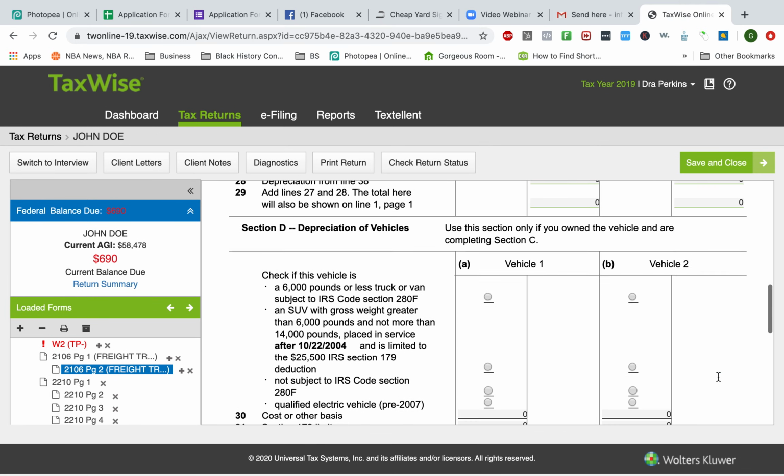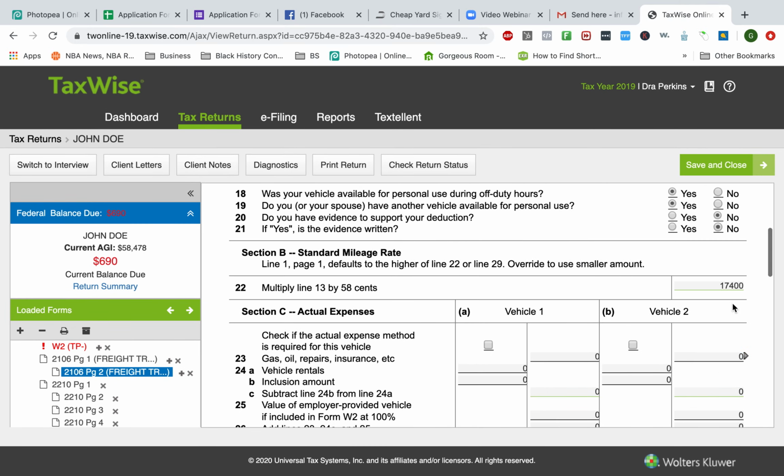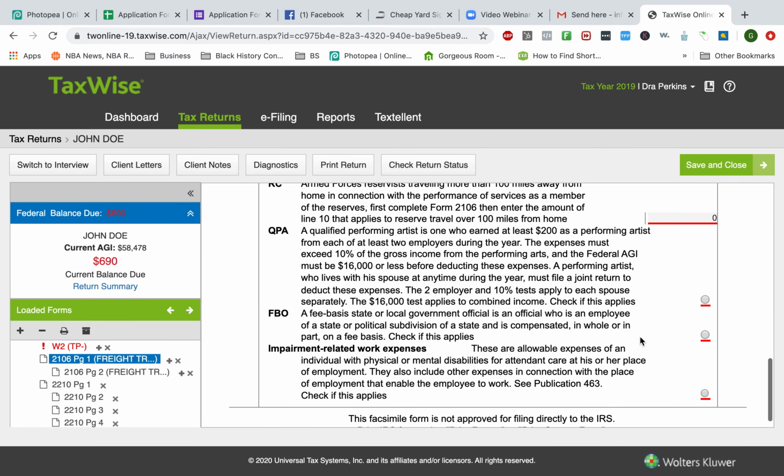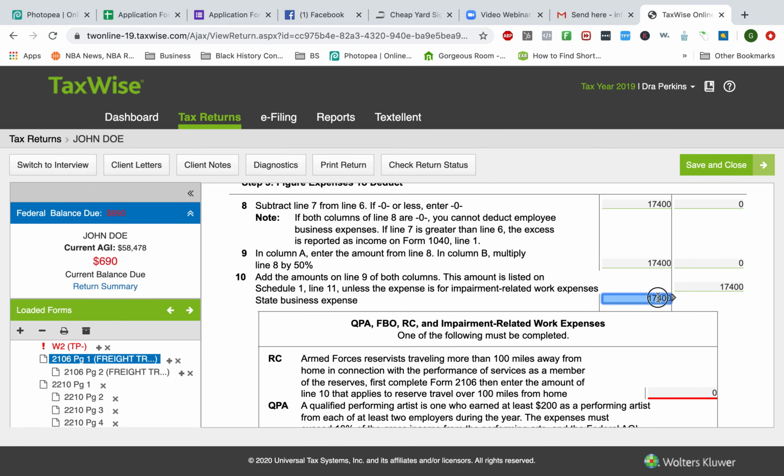And I would see this number right here, 17,400. I'm going to go to page 2106, page 1, and I'm going to put that number in. So I'll pretty much just copy and paste it right here. Now watch his refund. Boom.